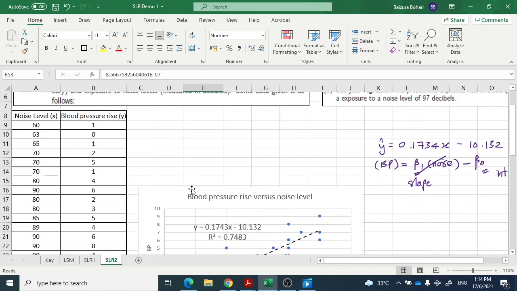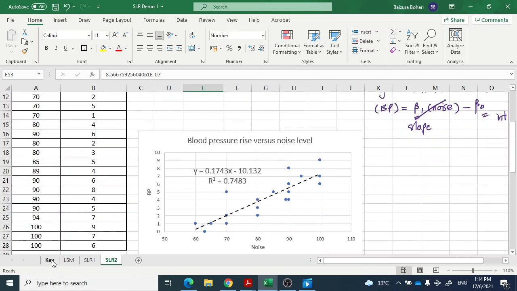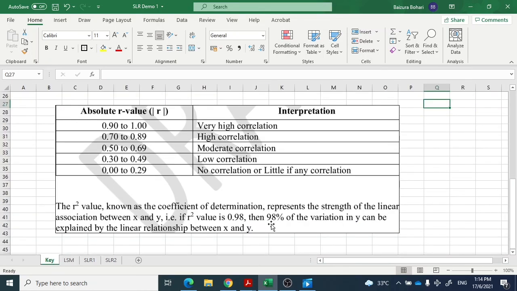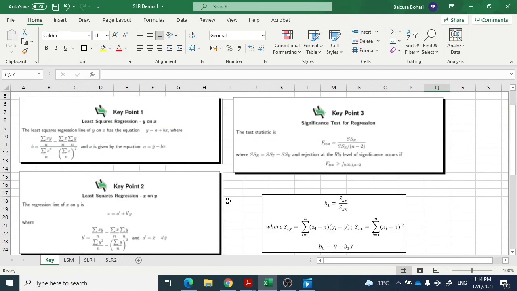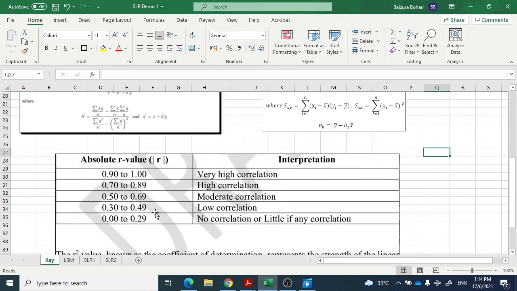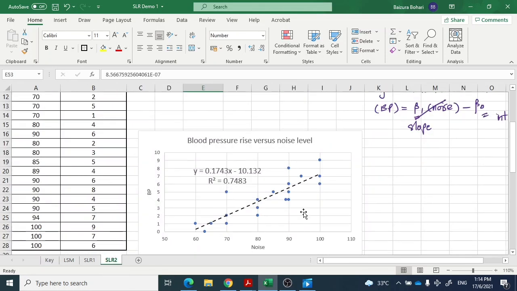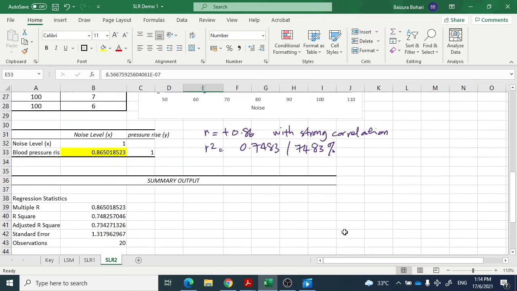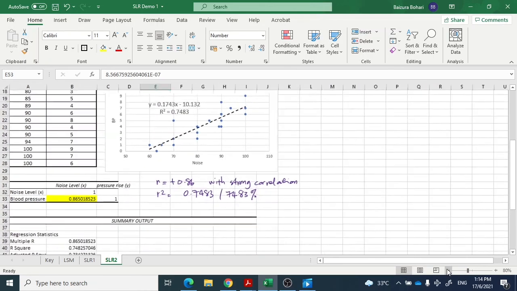So that's how we do a full simple linear regression analysis. Here is a tab key that you can refer to for the key points and the formula while you do the simple linear regression analysis. So you can try to apply what we do here using the exercise provided in the slides. So all the best everyone, and thank you.